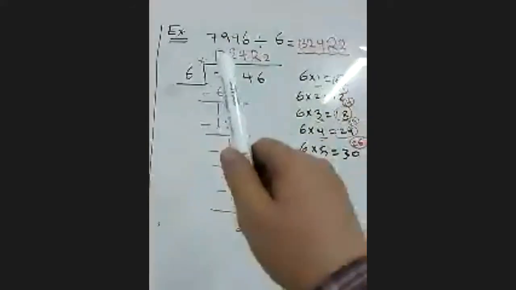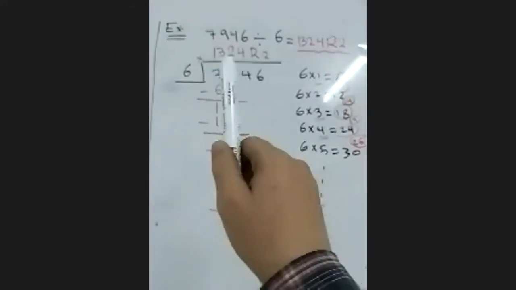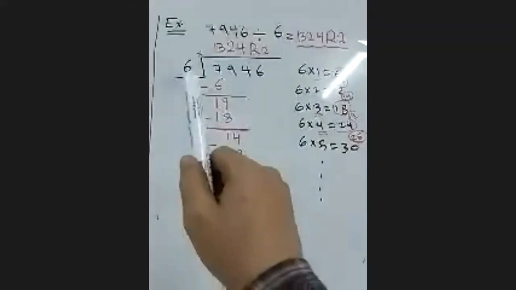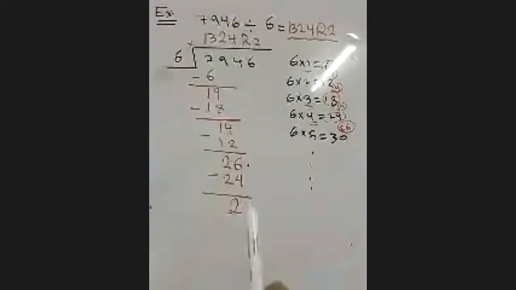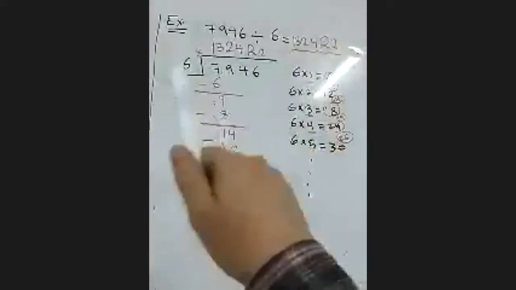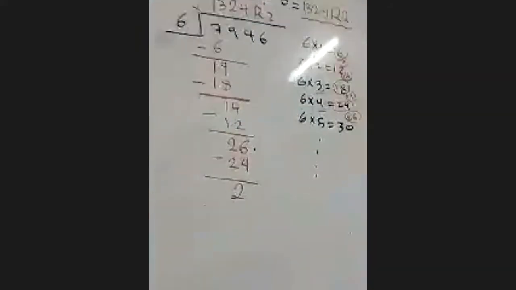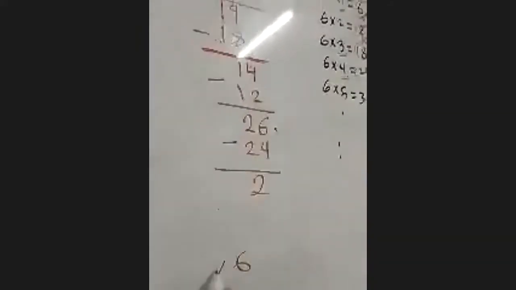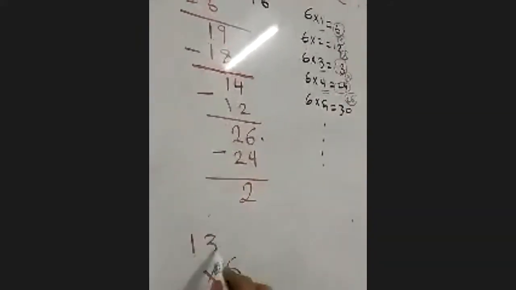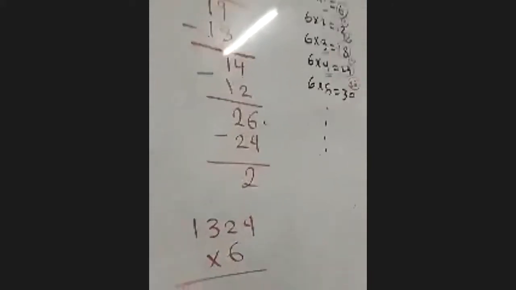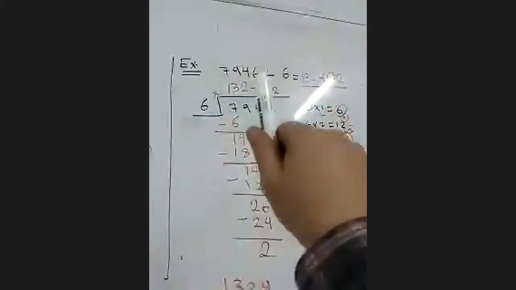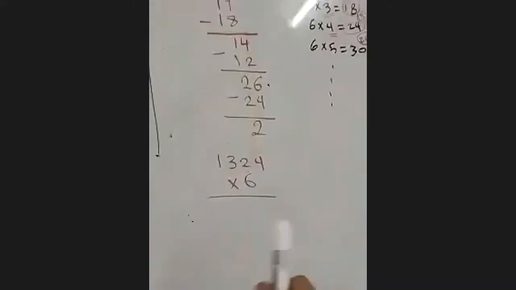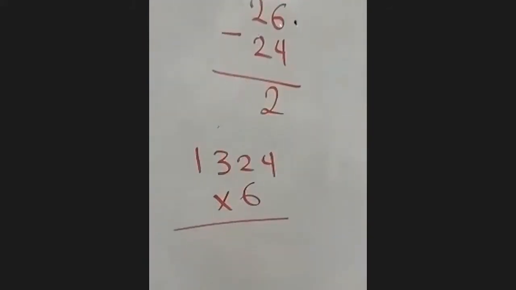We will multiply the quotient, 1324, by 6, then adding the remainder 2. So let's first do the multiplication step. 6 multiplied by 1324, the quotient, without the remainder for sure. The remainder we will add it later. First we multiply, then add.